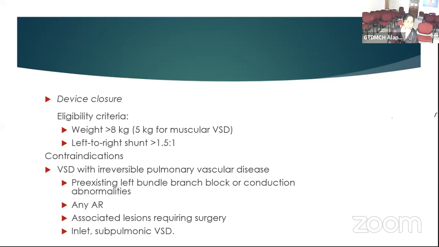Then contraindications for device closure are VSDs with irreversible pulmonary vascular disease, then pre-existing left bundle branch block or conduction abnormalities, then any aortic regurgitation, then associated lesions requiring surgery, then inlet and outlet VSDs. Outlet VSDs are also called subpulmonic VSDs. So inlet and subpulmonic VSDs. So these are the contraindications for device closure.